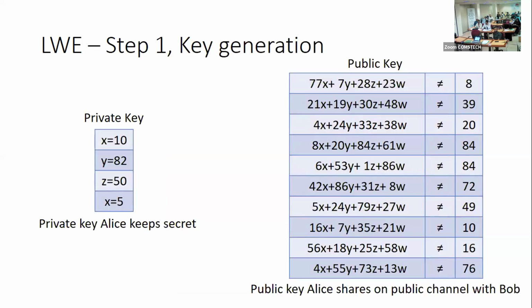Okay, so step 1, I generate a set of equations, and then their answer is my private key. And then I add some single digit errors on the right hand side, and then I do modulo 89 on the right hand side. And on the public channel, I just send these equations to Bob, which is my public key. Now the eavesdropper cannot guess the private key.